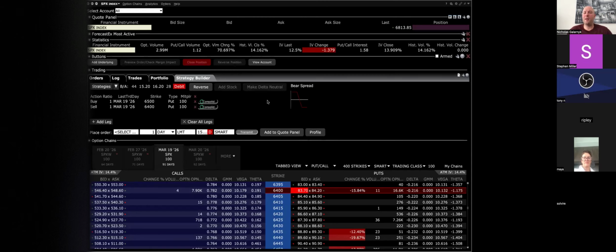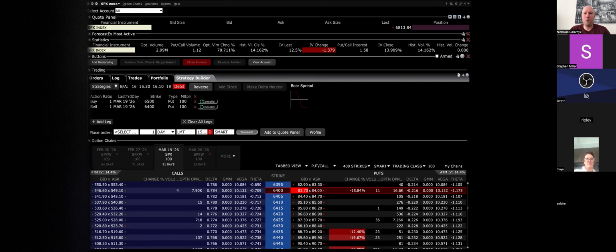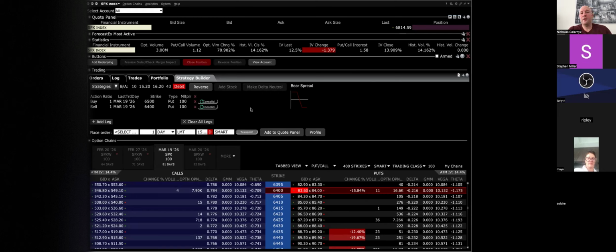So you'd be spending about $16 to make $84, right? When you do the math on that, 84 over 16, you're making 5.25 on your overall outlay. Now, if your portfolio is, for example, 100K, and you have an outlay of $1,600, you're risking 1.6% to hedge yourself beyond a decline of 5% in broad markets.